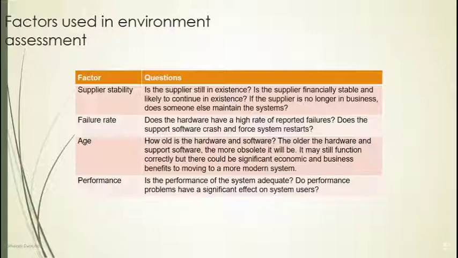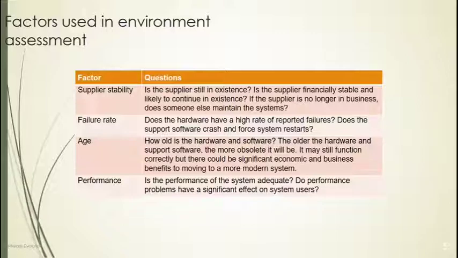Age: how old is the hardware and software? The older the hardware and support software, the more obsolete it will be. It may still function correctly, but there could be significant economic and business benefits to moving to a more modern system. So if you are running a legacy system, you have to check how old the hardware and software are, and whether the software will still be supported. If it is not supported, automatically the business goes down.